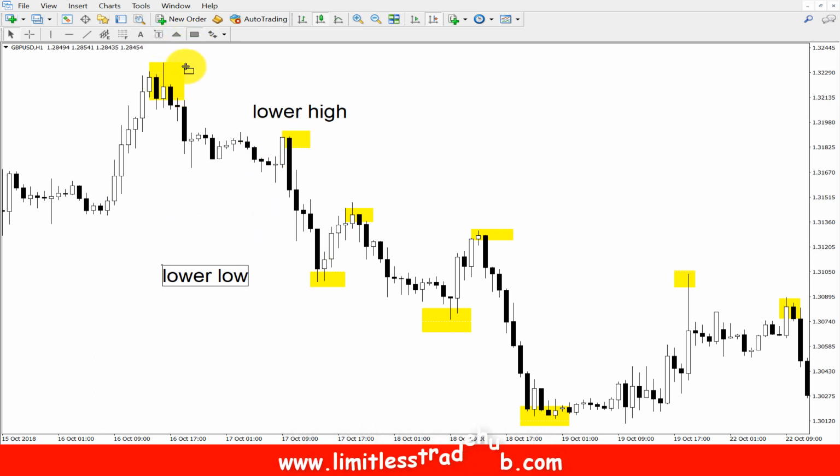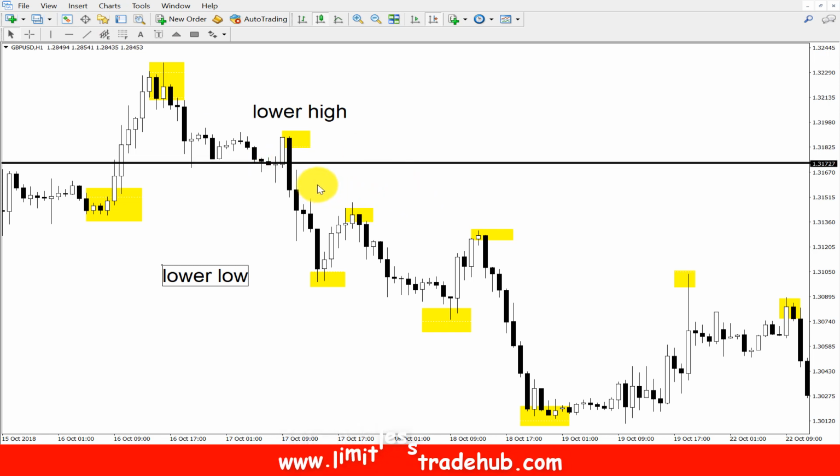When we understand that the market is continuously making lower highs and lower lows, then the market is in a downtrend or down mode. So we always use this information in our favor and try to always sell. We never want to buy, we never try to buy, because if we buy in a market making lower highs and lower lows, that means in a downtrend, we will end up making a loss.